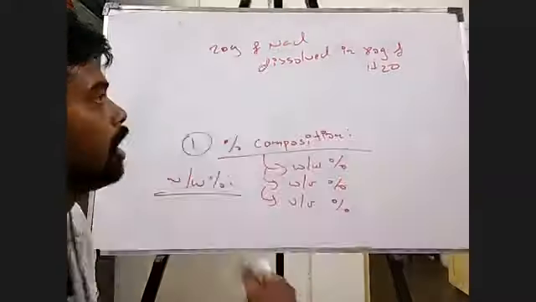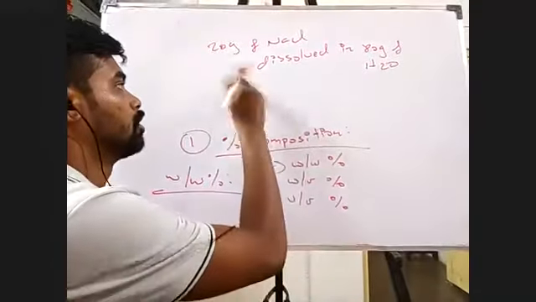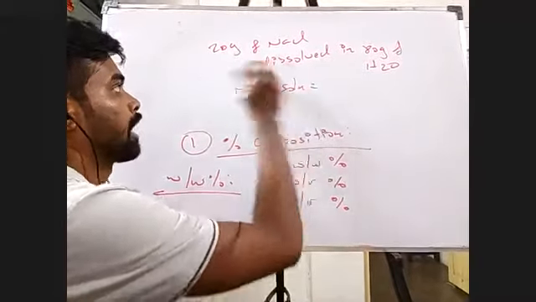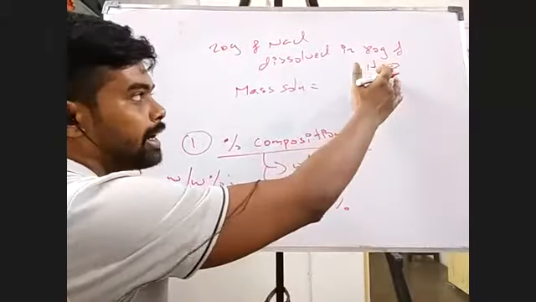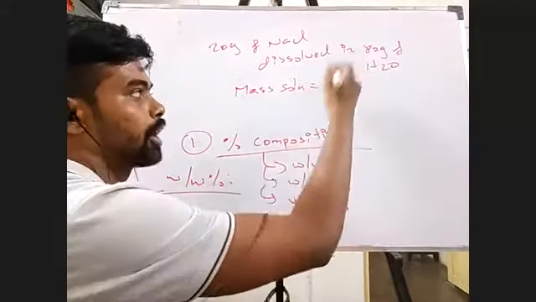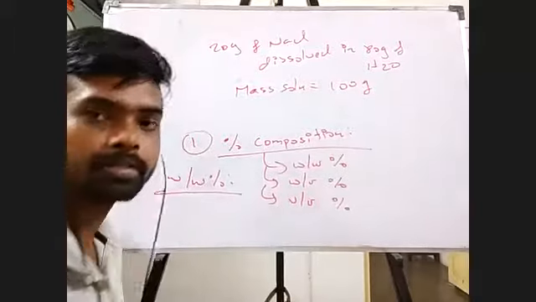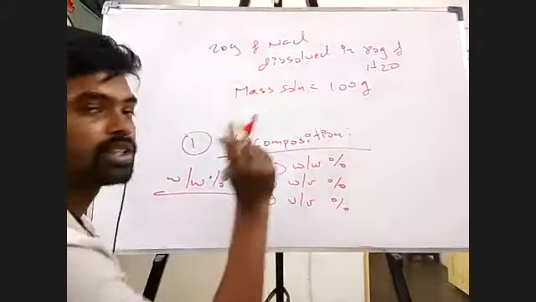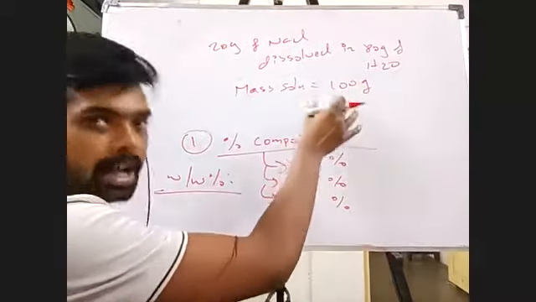Now very simple. What is the total mass of solution now? Can I say 20 grams of NaCl and 80 grams of water, solute and solvent put together, can I say 100 grams? 80 plus 20, right? So what is the definition now? If I have 100 grams, yes, I have 100 grams.